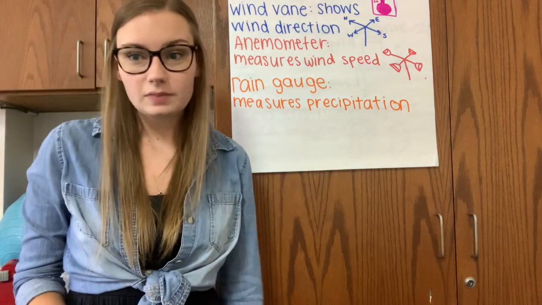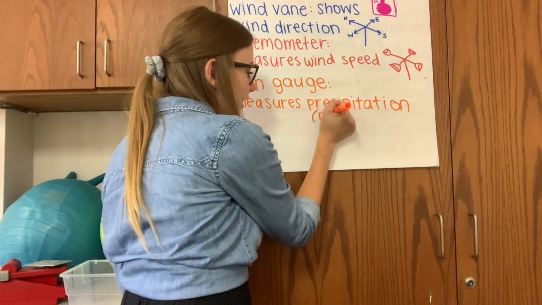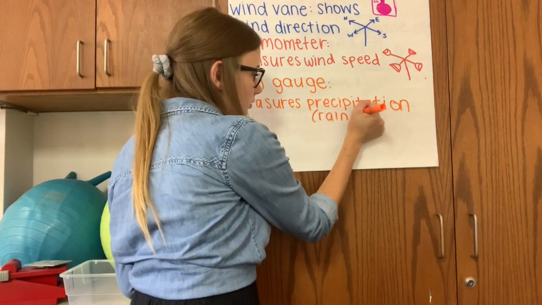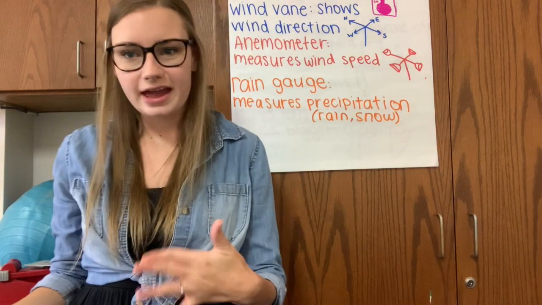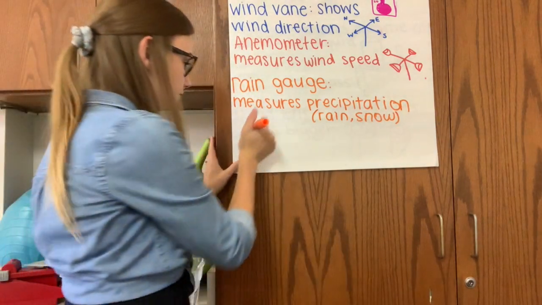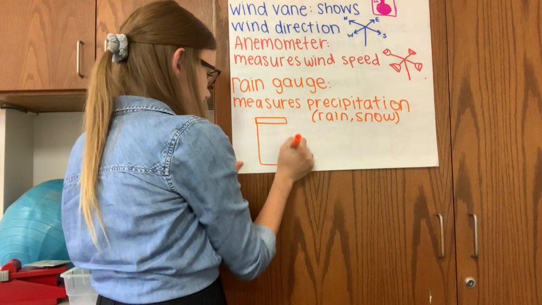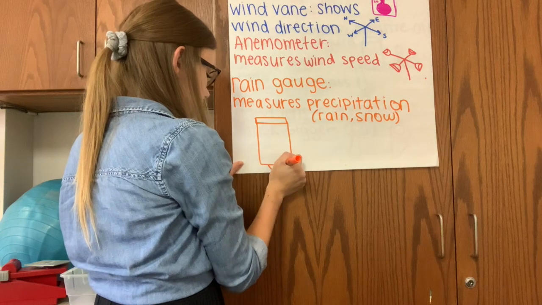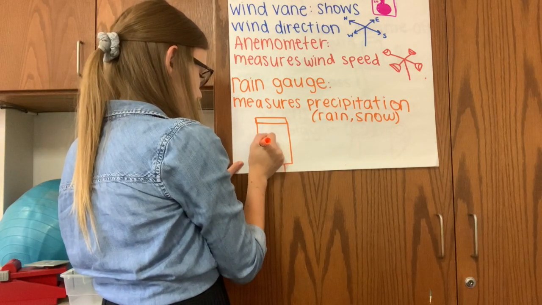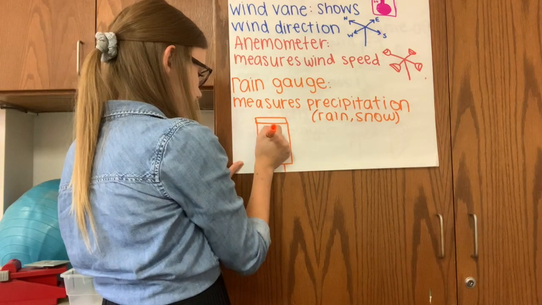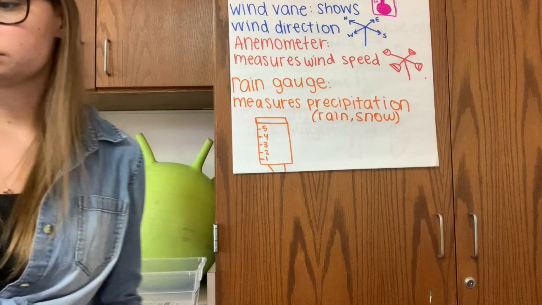Precipitation. Precipitation. And that is rain or snow, sleet or hail. Let's draw a picture. I'm gonna add some water to my rain gauge.